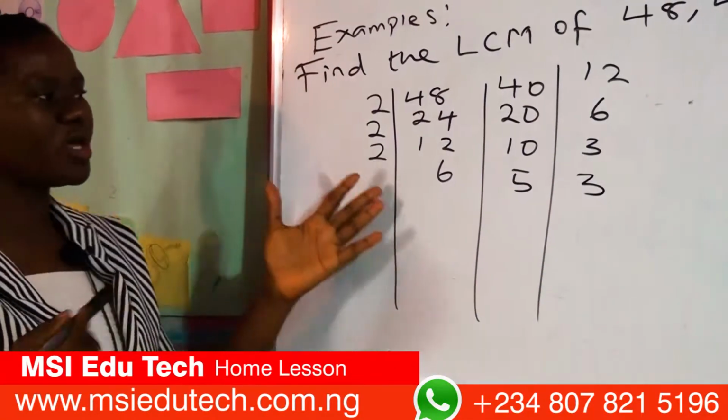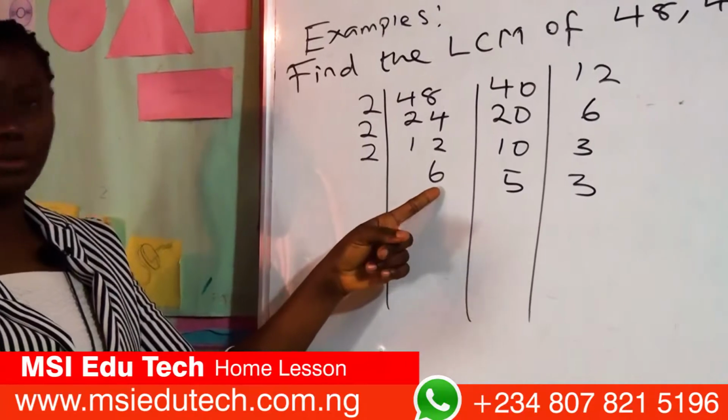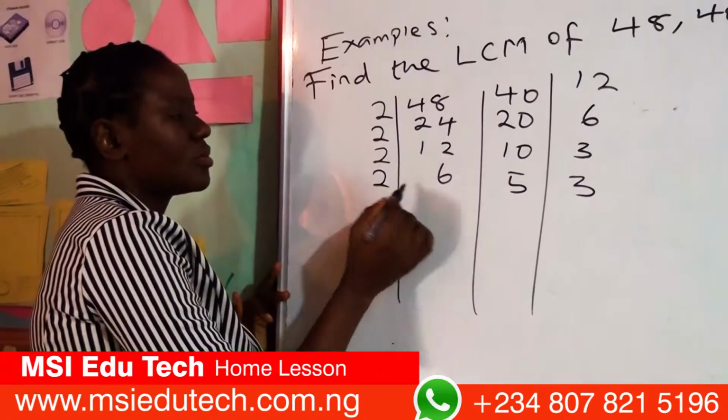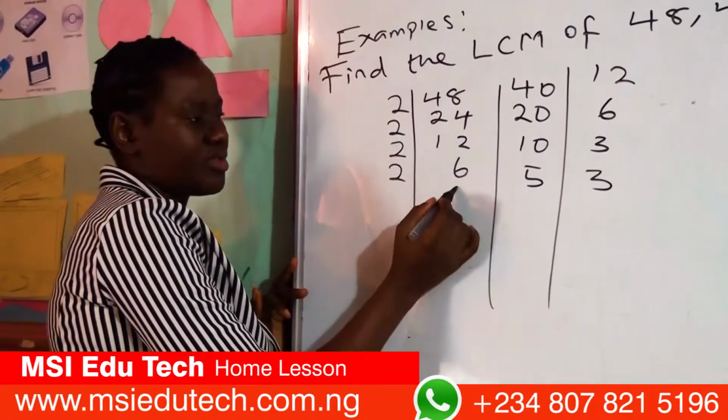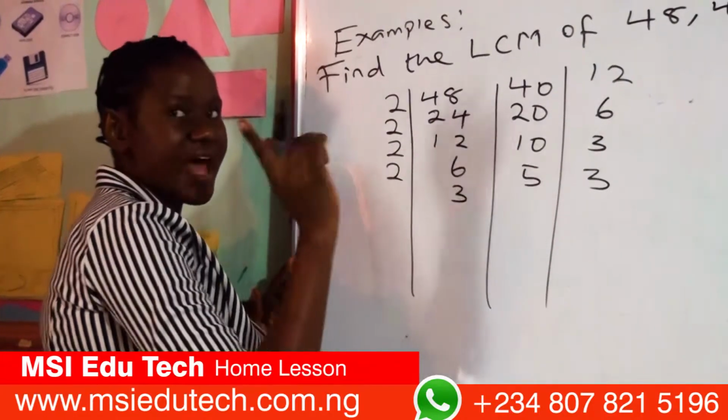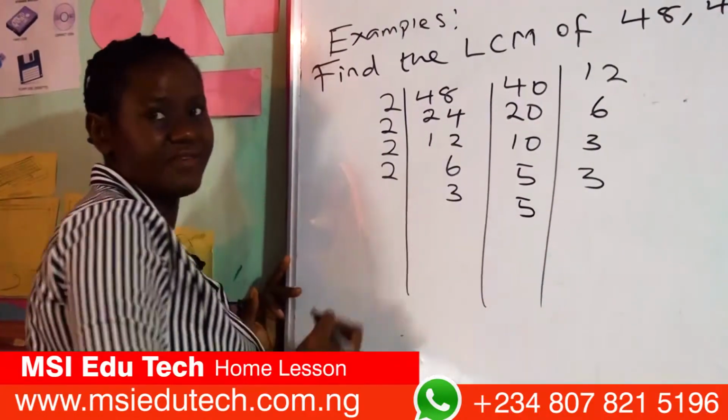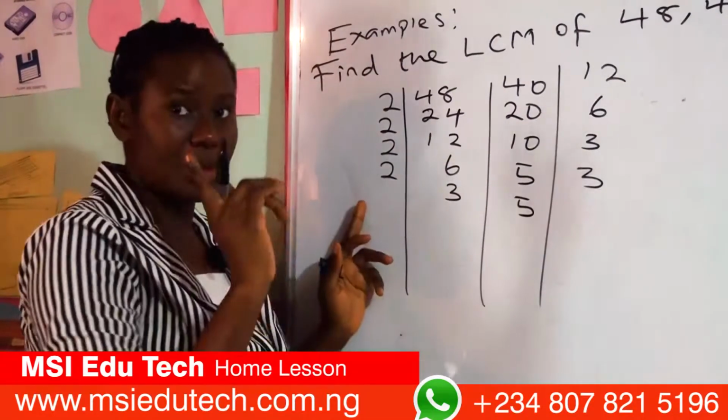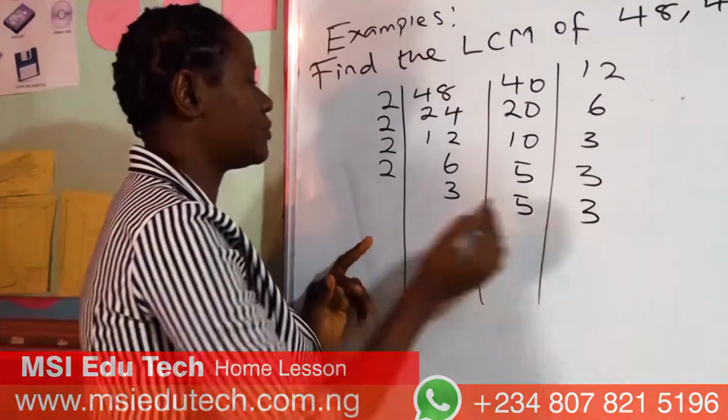Now what number could we use to divide? 2 could still go. How many 2 can we find in 6? 3. How many 2 can you find in 5? None. We put down the 5 again. How many 2 can we find in 3? None. We put down the 3 again.